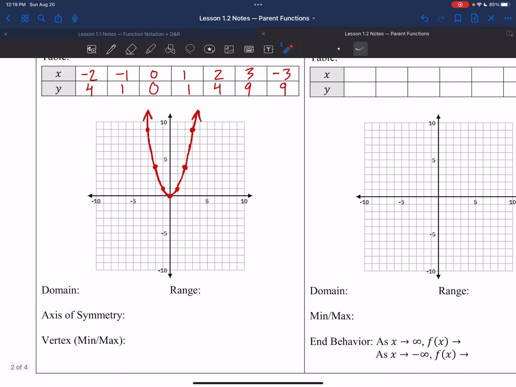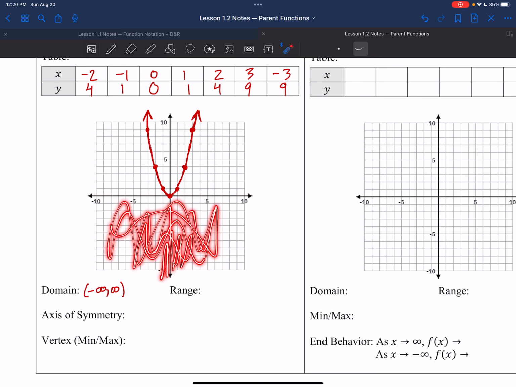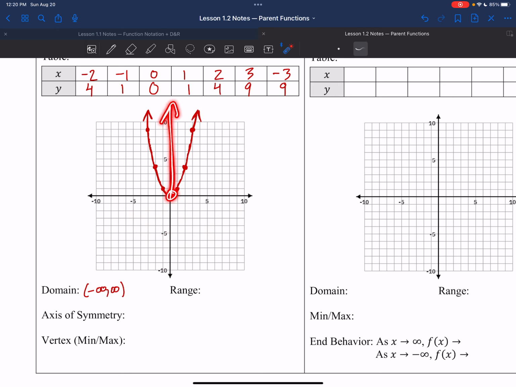Okay. Domain. You'll see that the domain, just like the previous graph, is all real numbers, -infinity to +infinity. It is defined for all real numbers left and right. Again, just like absolute value, there's nothing down here, right? No graph in the negative y value region. It starts at 0, and then it goes up to infinity. So just like absolute value, the range is bracket 0 to infinity.